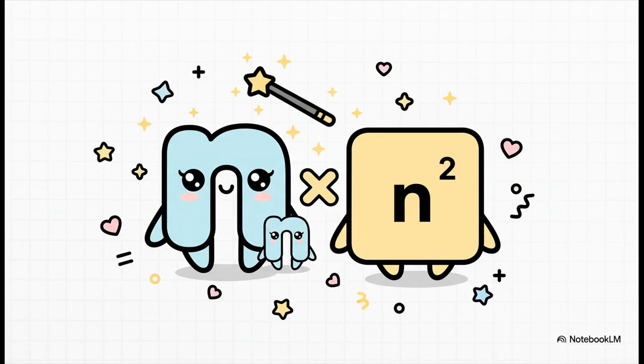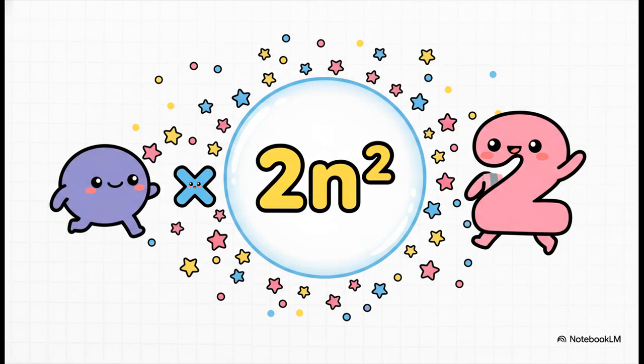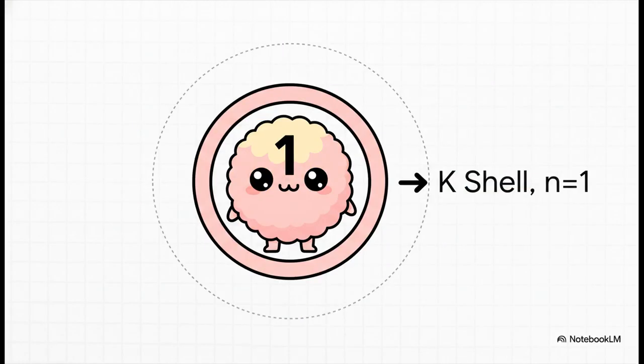Now, this little step is super important because it means the farther you get from the nucleus, the more the capacity just explodes. It grows really fast. And for the final step, you just take that number and double it. That's it. That is the entire secret sauce. 2 times the shell number squared, 2n². And that gives you the maximum number of electrons for that shell. Simple as that.